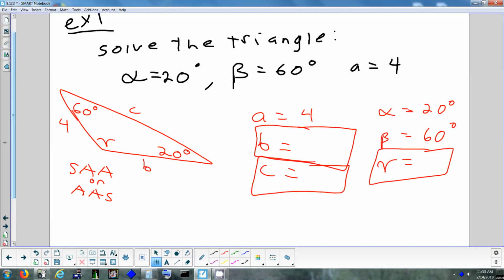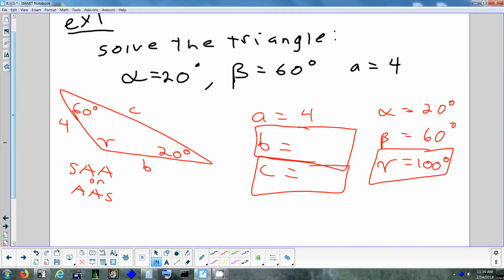Okay, what can we find first? That's not too bad. You probably could have figured it out before I even showed you the law of sines. The other angle. And what would it be in this case? 100. Yep, it's 100.